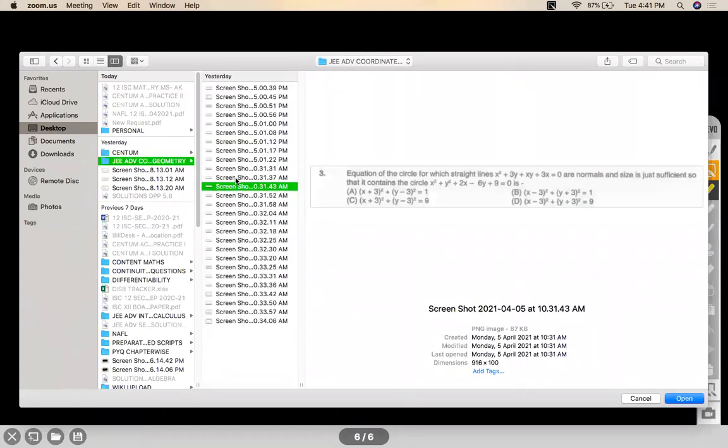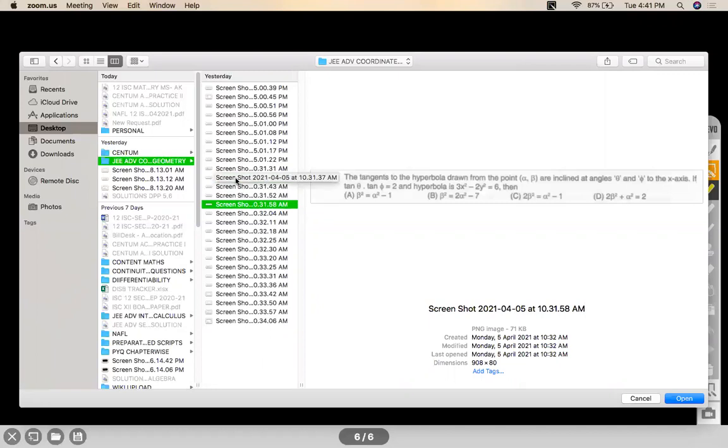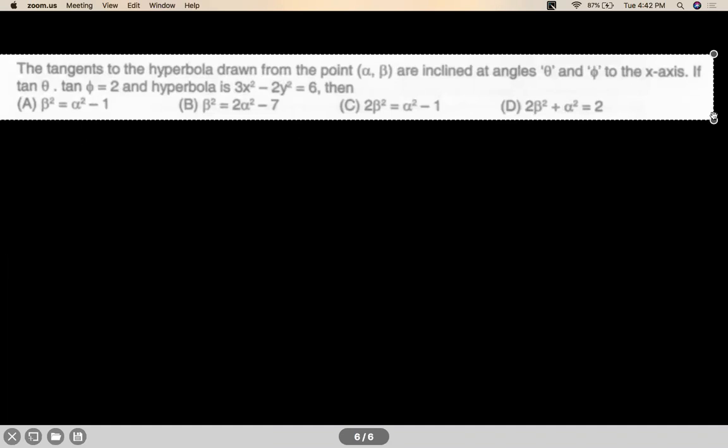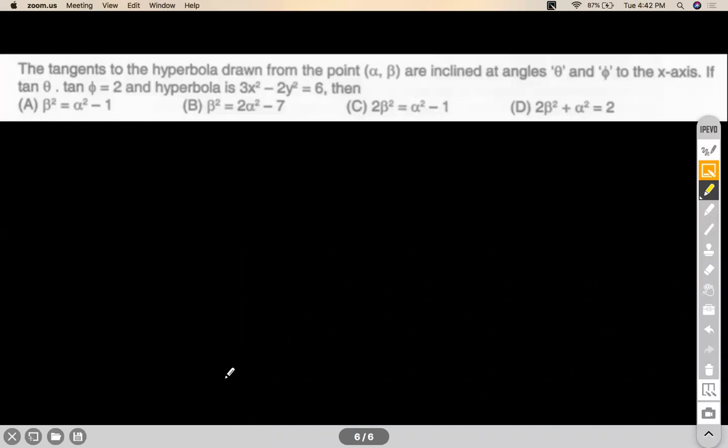Okay. All right. Time for the next one. Tangents to the hyperbola drawn from the point alpha, comma, beta are inclined at an angle of theta and phi to the x-axis. If tan theta into tan phi is 2, then the hyperbola is 3x square minus 2y square is equal to 6. Which of the options do you think is correct? Put forth your response on the chat box. This is a very easy question. It should not take you more than 3.5 minutes, max to max.